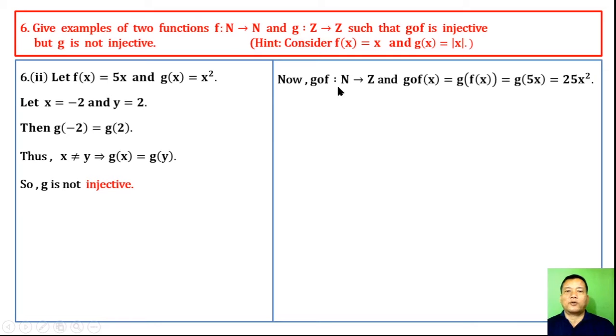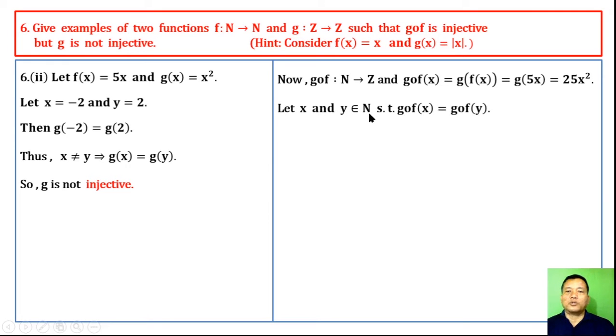For the second case, g o f is from N to Z. g o f of x is g of f of x, which is g of 5x. g of x is the modulus of x, so g of 5x is 5x whole square, that is 25x square.